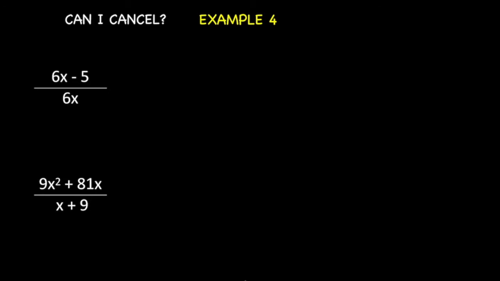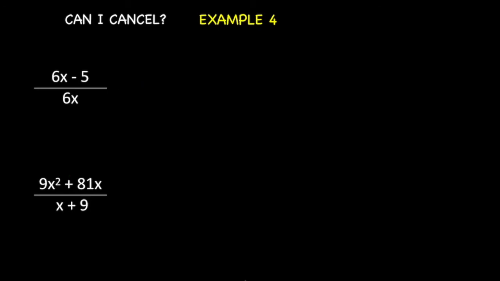Here, on the top, we have a minus sign. That makes the 6x and the 5 terms. That means we cannot cancel. I know we're tempted to, but we cannot. So this on the top, you cannot simplify. On the bottom, we have plus signs. That means as is, we cannot cancel.